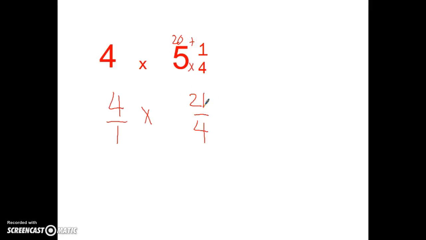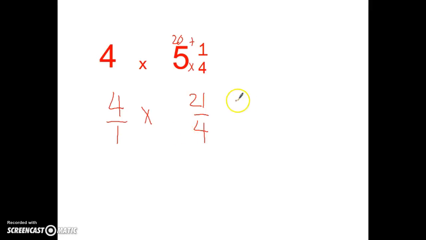So again, all we've done is change both numbers. I've changed my whole number to an improper fraction. I've changed my mixed number to an improper fraction. Now that we're ready to multiply, I don't need to get the denominators the same. What? That's all we've been doing for a week and a half. I don't need to get the denominators the same because I'm going to do top times top, bottom times bottom.